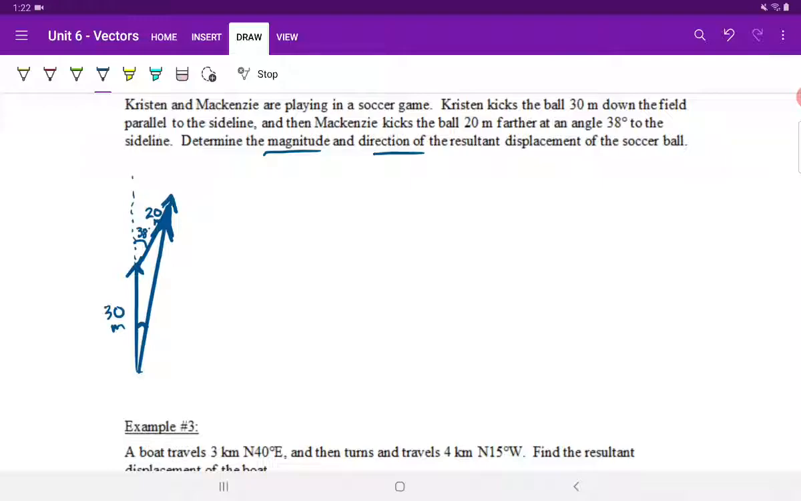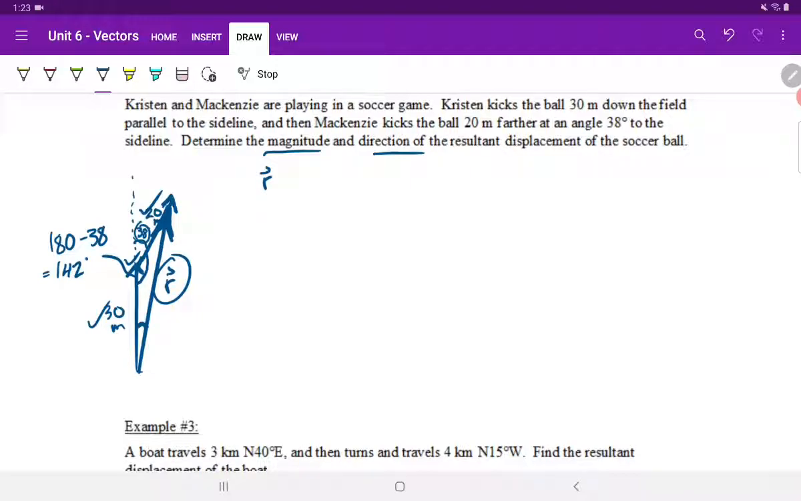All right, so now I have a 30, 20, and a 38. I need to find this magnitude. Well, if this is 38 here, then this angle in here must be 180 minus 38. Those are supplementary angles that add up to 180. So we get 142 in there. So now I have a side-angle-side inside of my triangle. I can use the cosine law to find R.